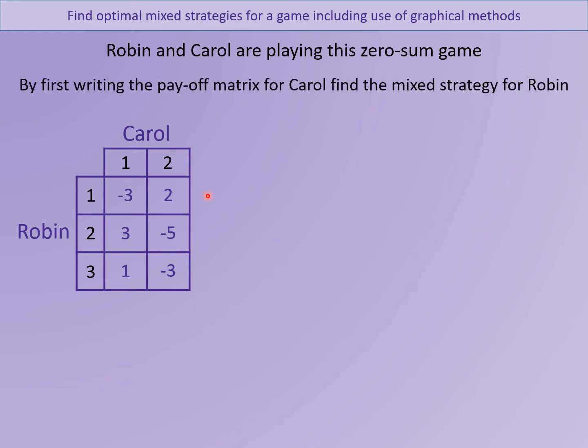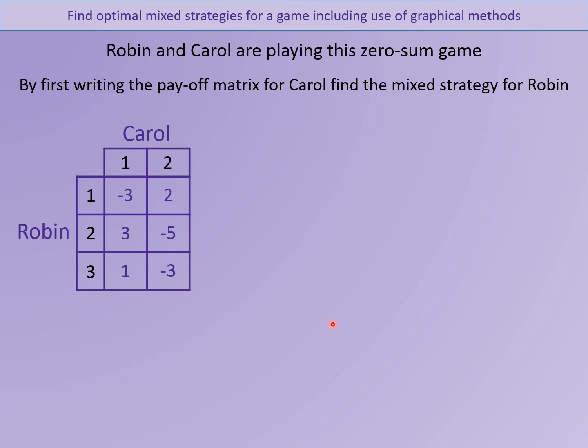Okay, so what I'd like to do now is try figuring out what the mixed strategy is. Now we can't do that for Robin because Robin's got 3 options. So you can't choose P and 1 minus P. So what we need to do first of all is write the play-safe matrix for Carol from her point of view and then find the mixed strategy for Robin. Okay, so I'd like you to have a go at that. So pause there, see how far you get using the graphical method to find the mixed strategy for Robin. So remember we are looking at Robin in the end.